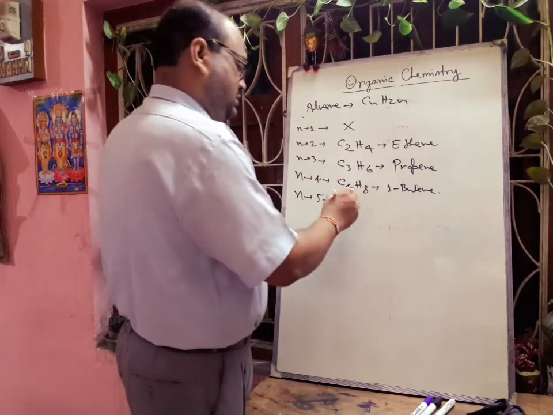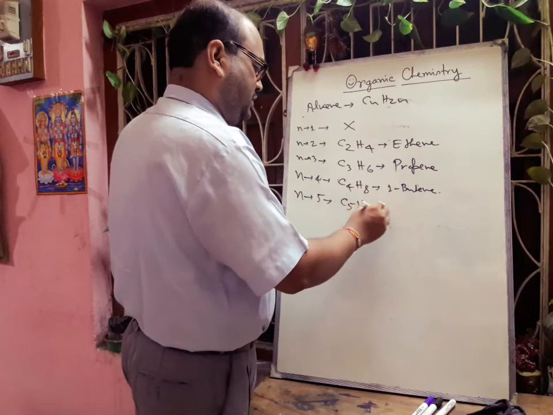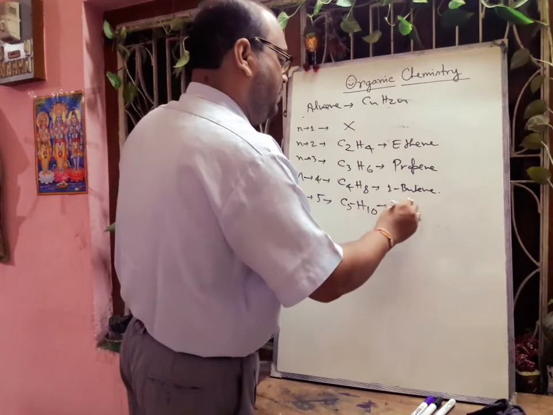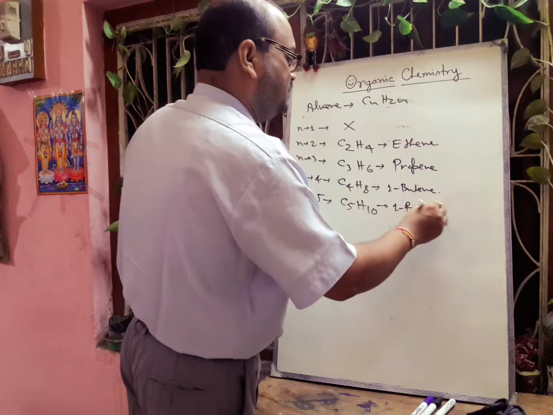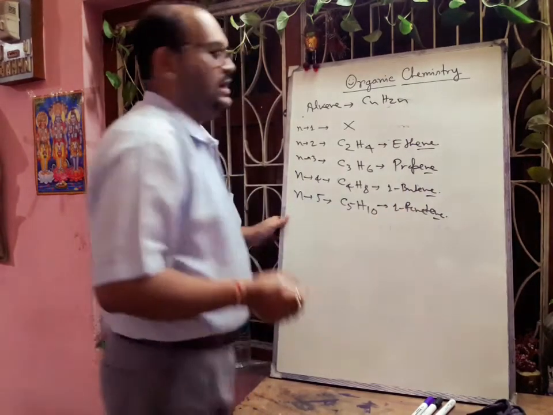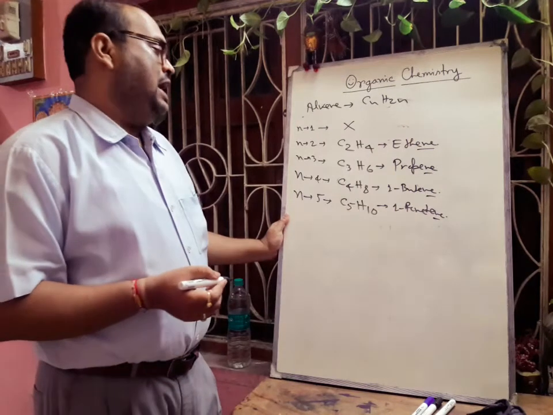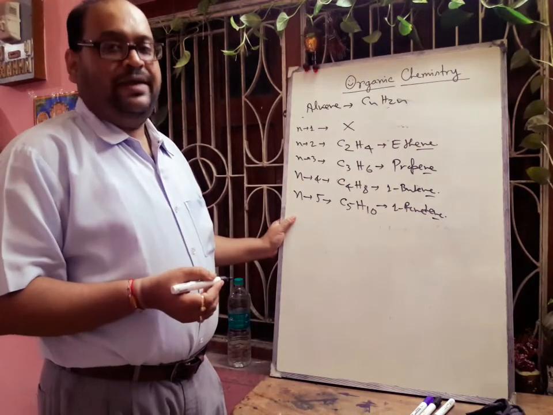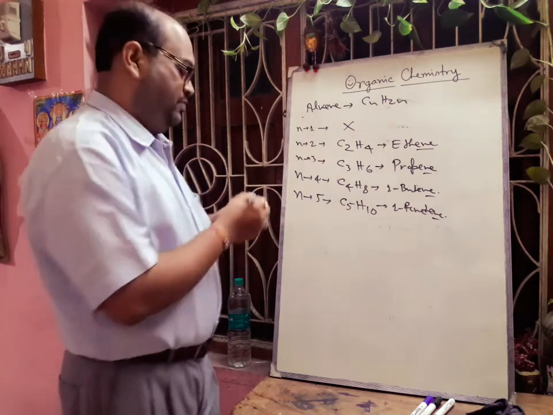Then C5H10. This one is called 1-pentene. So here we are adding in place of n. Okay, that is why it is called alkene. Then hexene, heptene. In this way it will go.